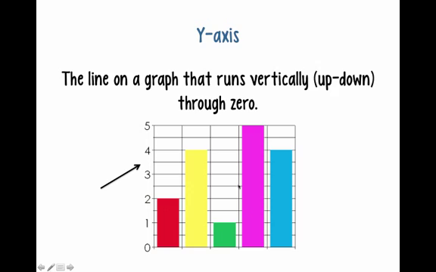The y-axis is the line on a graph that runs vertically up and down through 0. So y is up and down. You can remember this because the letter y is an up and down letter.